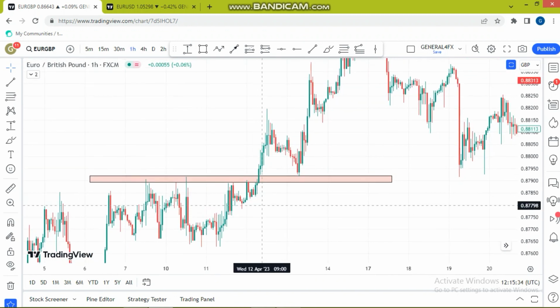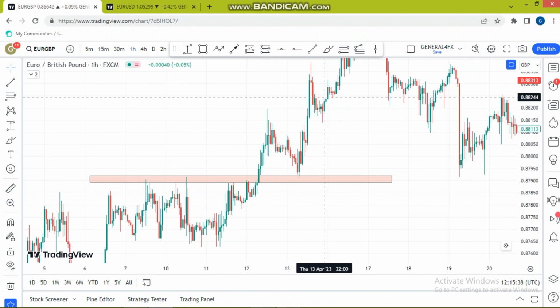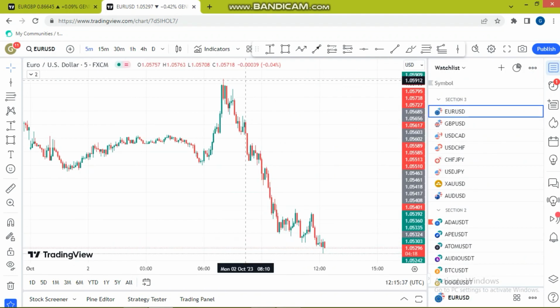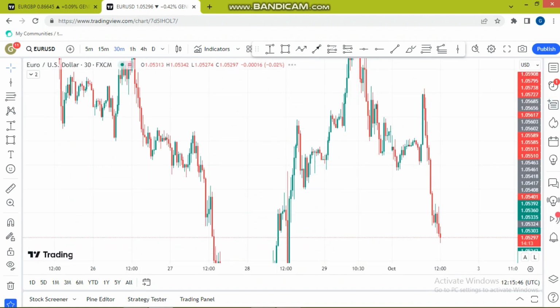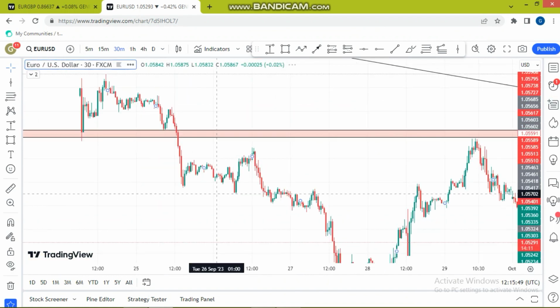Price went up there and boom, to the upside, as you can see right there. Let's quickly check another one, which is the Euro USD, and I would like to look at the 30 minutes time frame. I saw one right there yesterday.